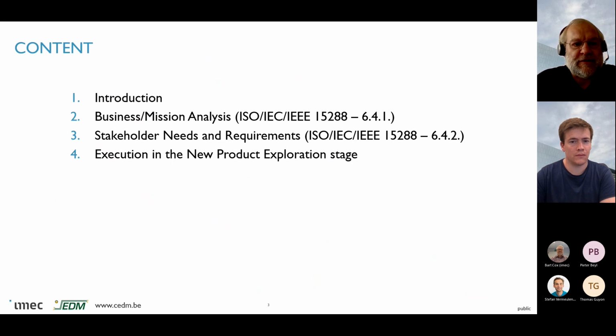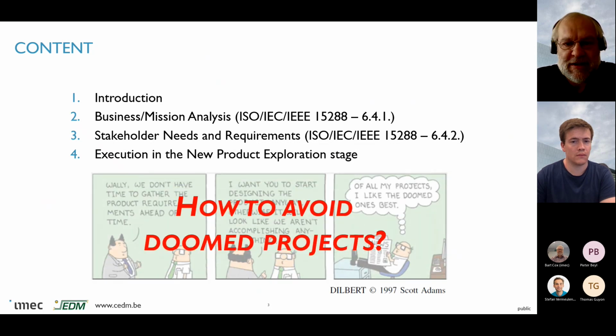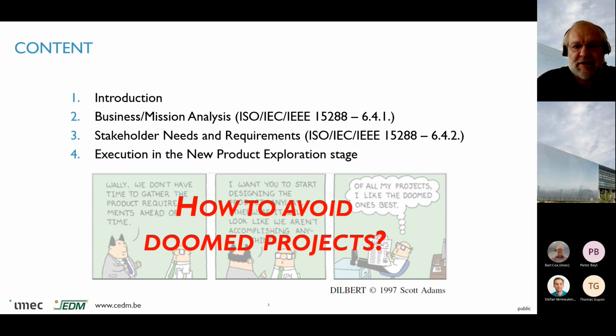What I will discuss is this. After a short introduction, I will introduce how the system engineering standards look at business mission analysis and stakeholder needs and requirements definition. And at the end, the execution of these processes in the new exploration stage will be explained. The main question that we address today, and you have seen the Dilbert pictures there, is how can we avoid doomed projects by doing proper preparation of the project.